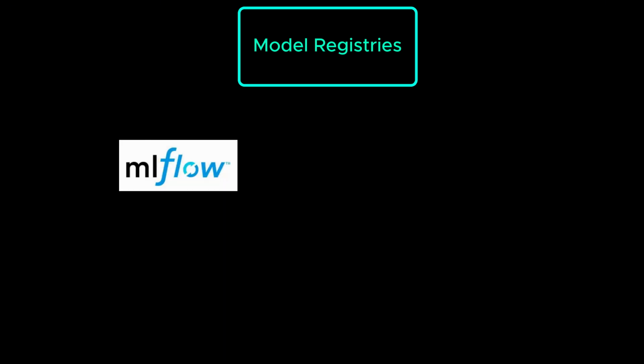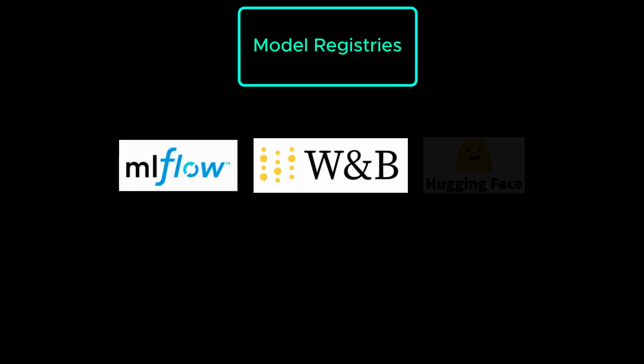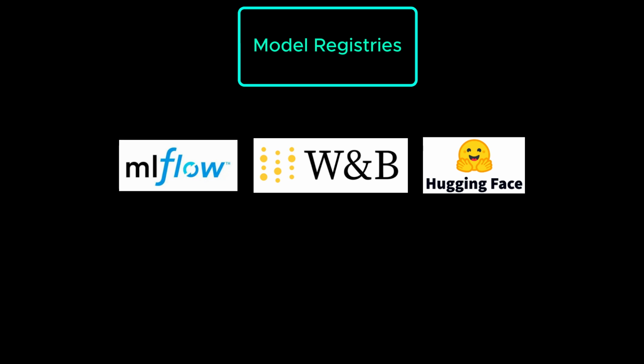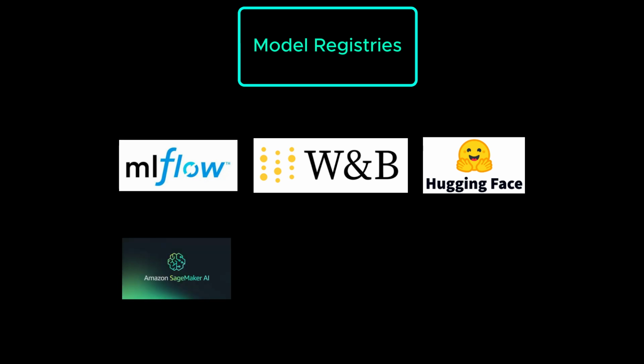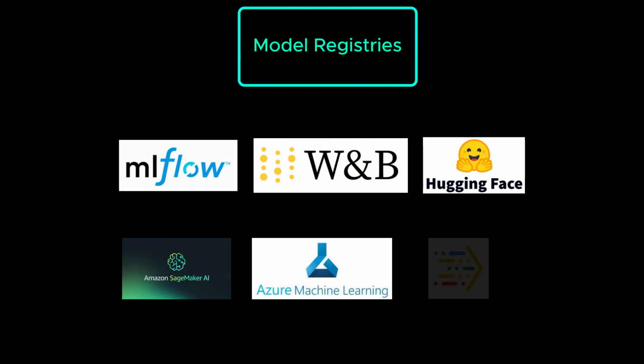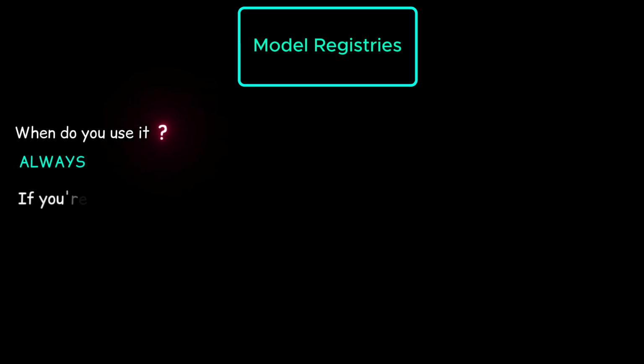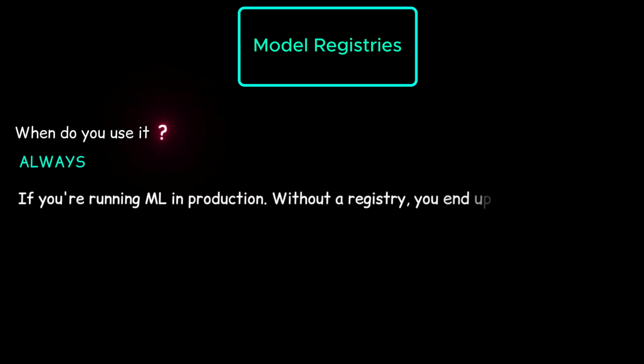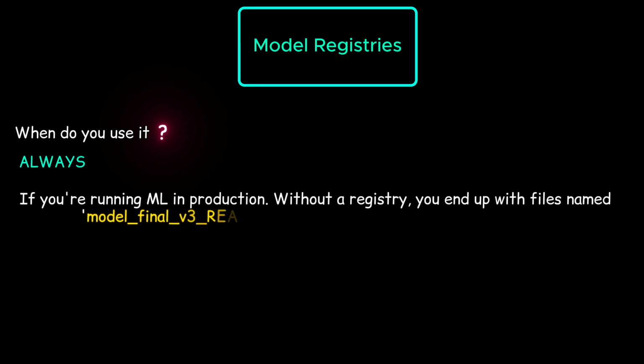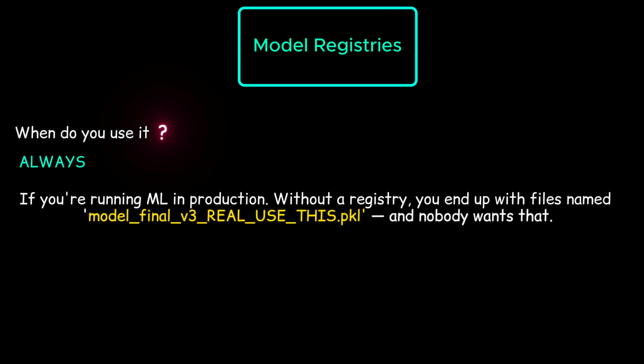The key tools that come into the picture here are the MLflow Model Registry, which is a super popular open source option. We have Weights & Biases, the Hugging Face hub, and on cloud, AWS SageMaker Model Registry, Azure Machine Learning, and Vertex AI Model Registry. Now, when do you use it? Always. If you are running ML in production without a registry, you end up with files named model-final-v3-real-use.pkl, and this kind of file nobody basically wants.